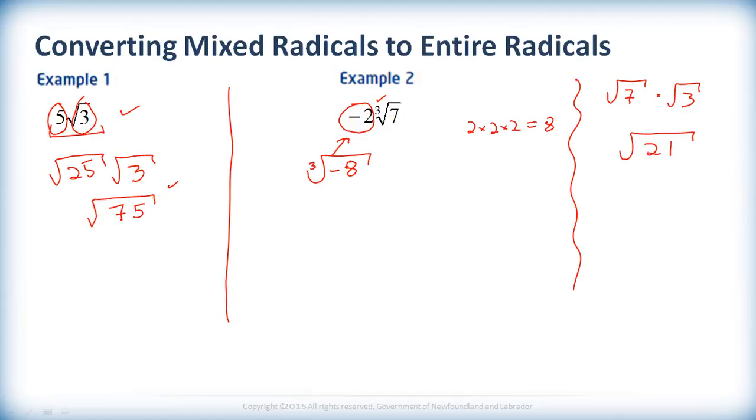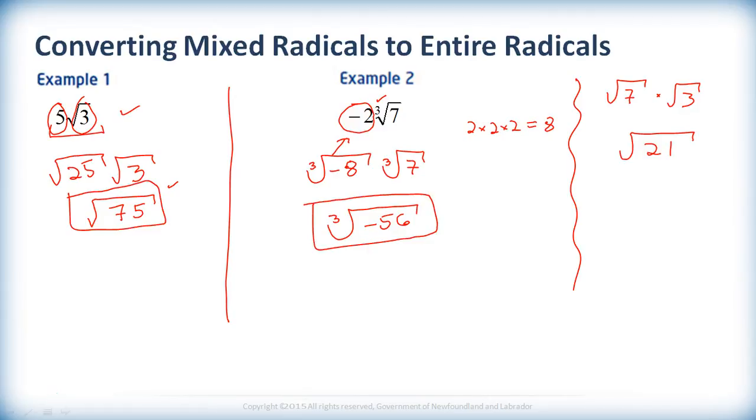All right, and that's multiplied by the cube root of 7. So I can multiply those two things together. That becomes the cube root of negative 56. Okay, so I have my cube root of negative 56 here and my square root of 75, and I've created entire radicals from mixed radicals. And that's all there is to it.